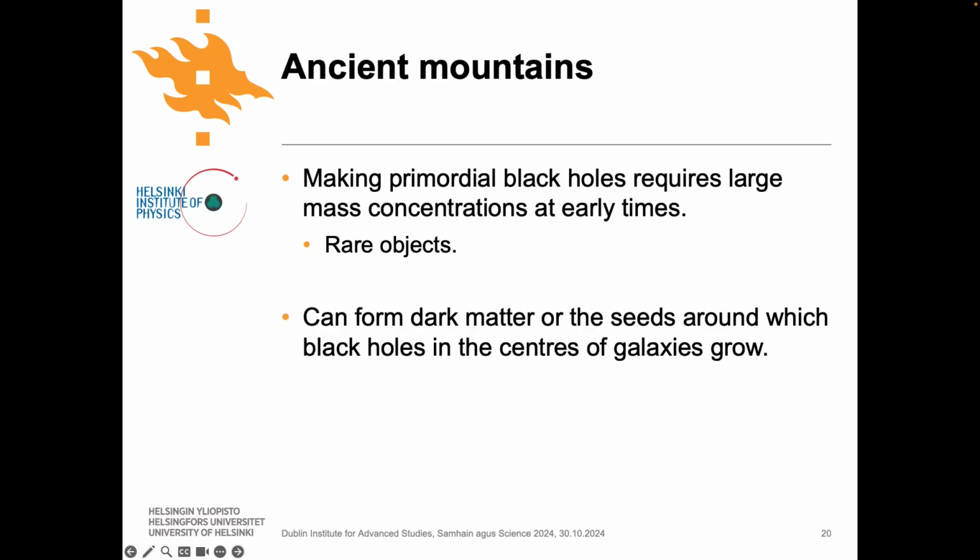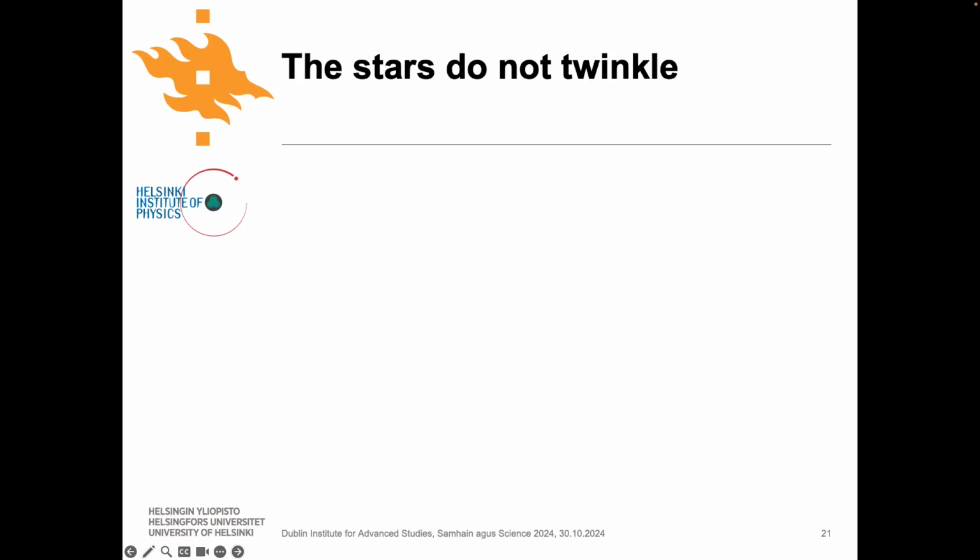Then the question is, how can we be sure which is which? How do we know if dark matter is black holes or particles? How do we know whether these black holes in the centers of galaxies are seeded by these primordial black holes or not?